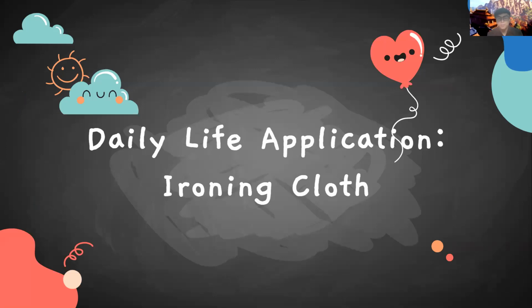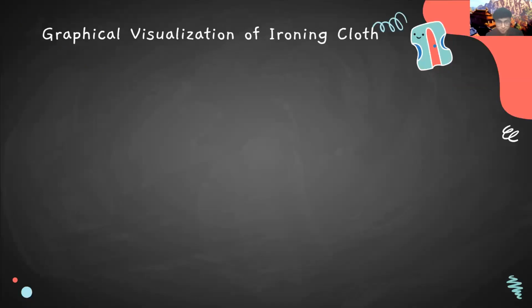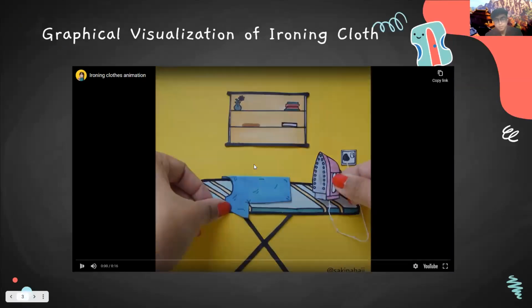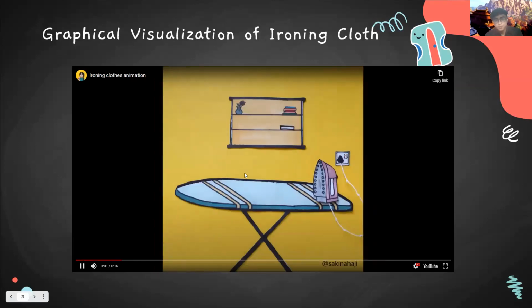So we are going to cover two things: first, the application in daily life, and secondly, the application of heat transfer in industry. First, we go to the daily life application, that is ironing cloth. Alright, we will first see the visualization of ironing cloth.